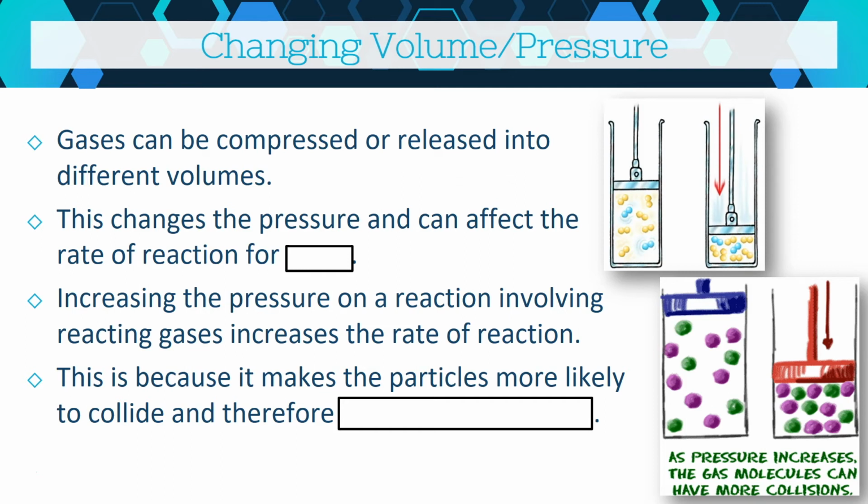So our last way we can alter the rate of reaction is by messing with the volume or pressure. And what we're doing here, and this tends to, like I said, be with gases, is if you compress the gas and put them into a smaller volume, you're going to reduce the space particles have to move about. And when you do that, they're more likely again to collide with each other and react. So if you reduce the space or increase the pressure, you're actually going to increase the rate of reaction.